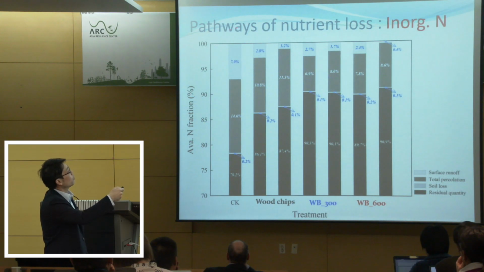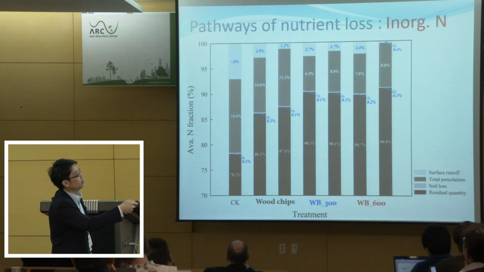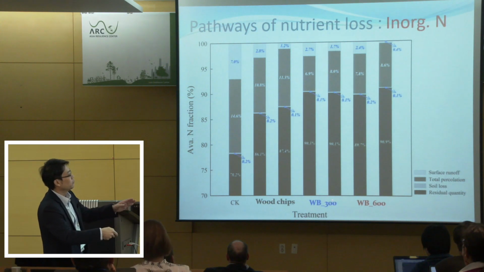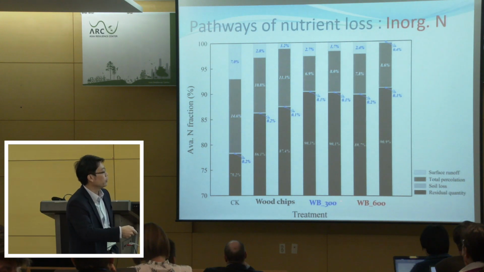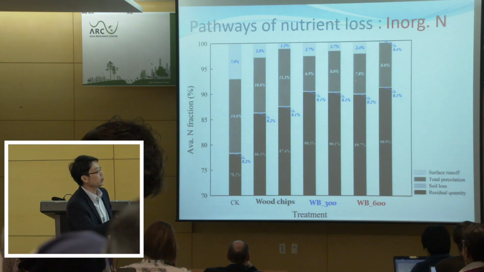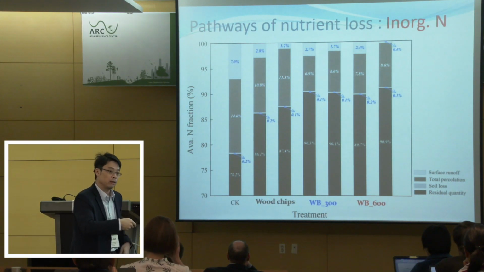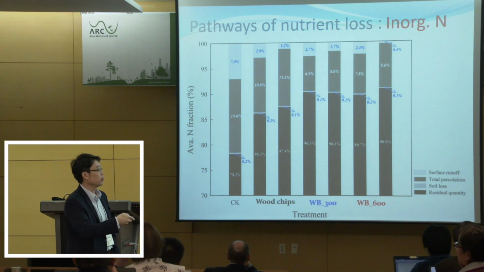So for the pathways of the nutrient losses, just like inorganic nitrogen, if you use the biochar in the soil, we can reduce the runoff losses and reduce the leaching losses for the inorganic nitrogen, just from our experimental results.